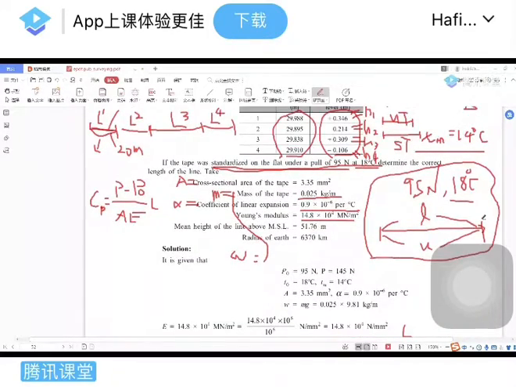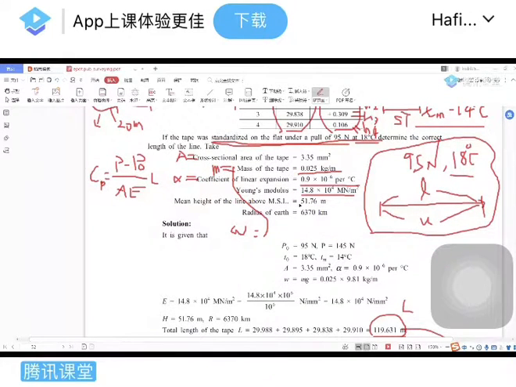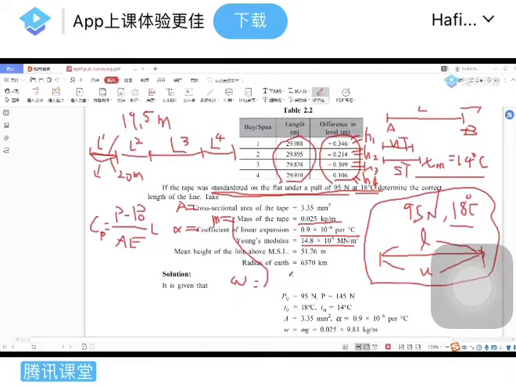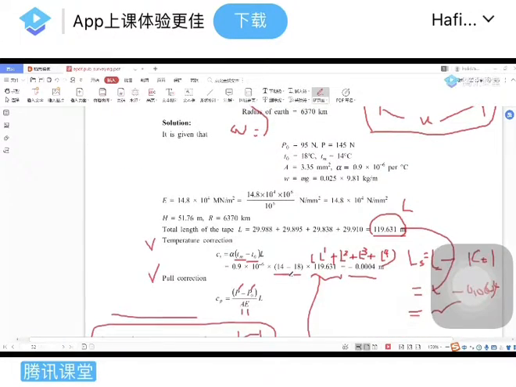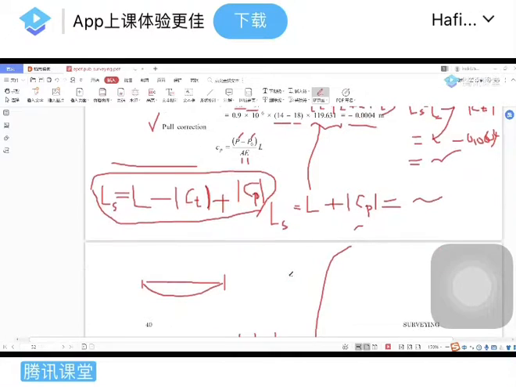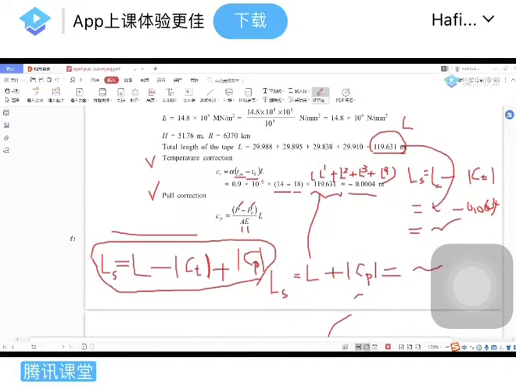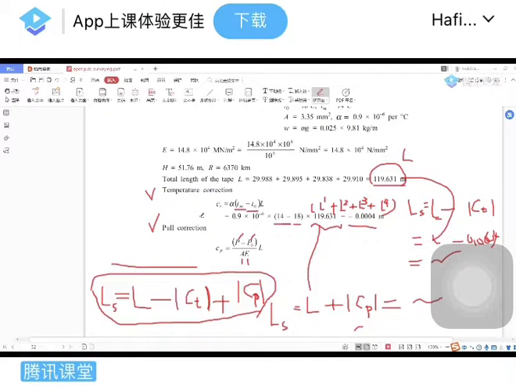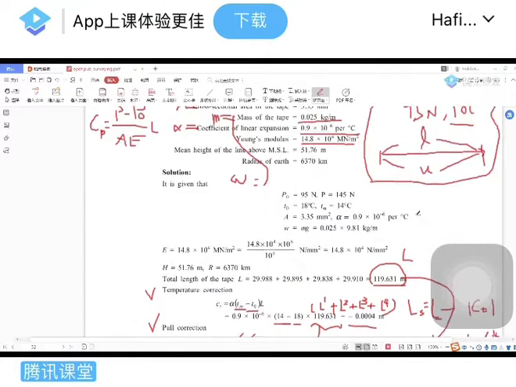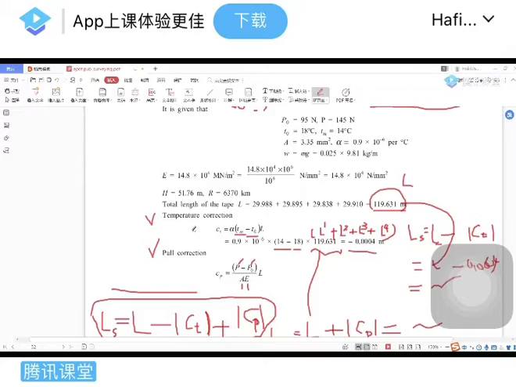Okay, so homework. Forget about sea level. We haven't talked about sea level or the radius of the Earth. That's another correction, forget about it. The score depends on how much of the question you solve, so we give you some score from 60 to 100.